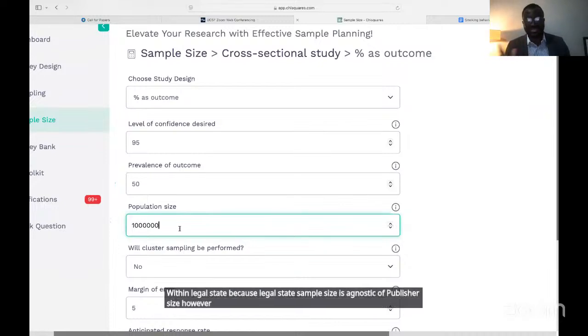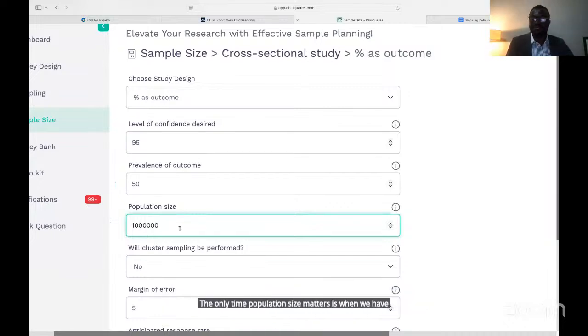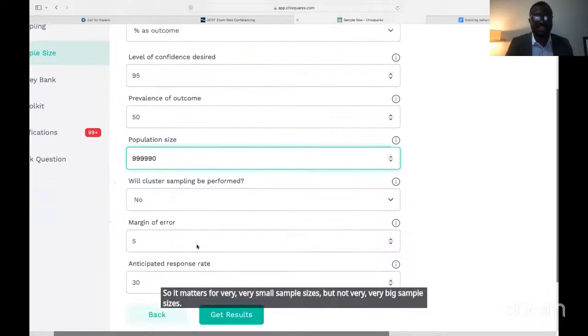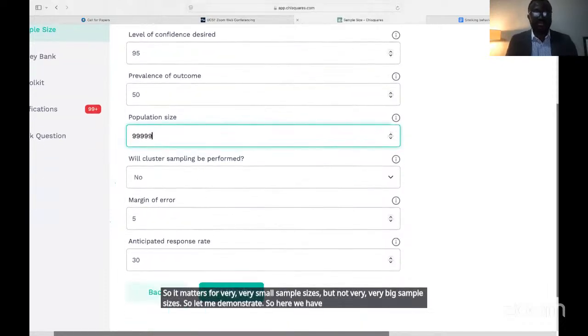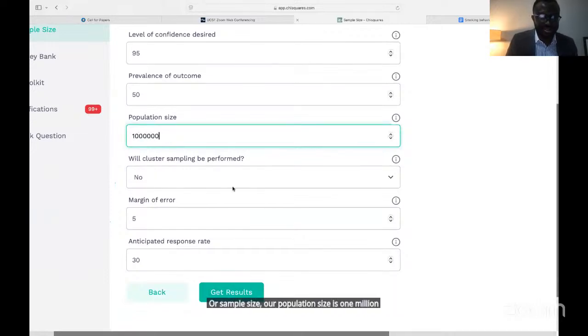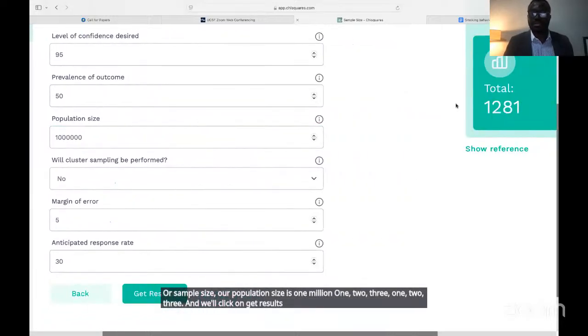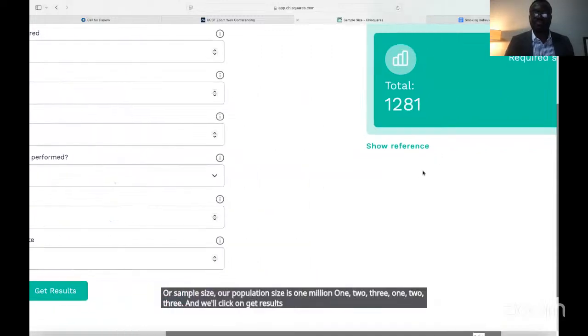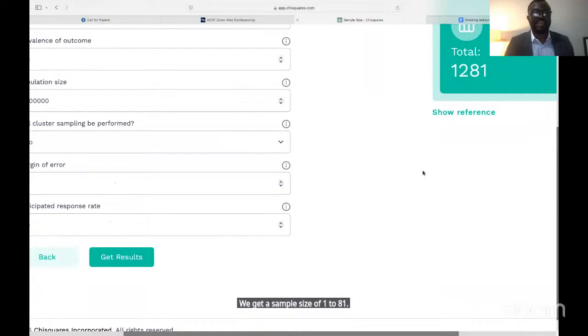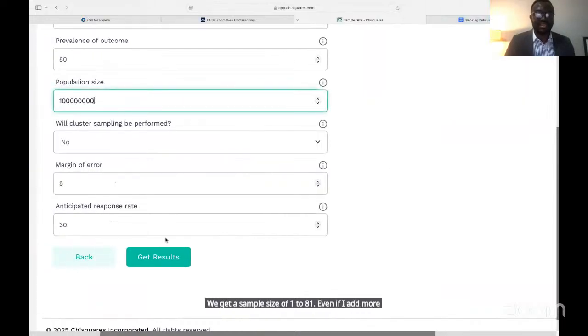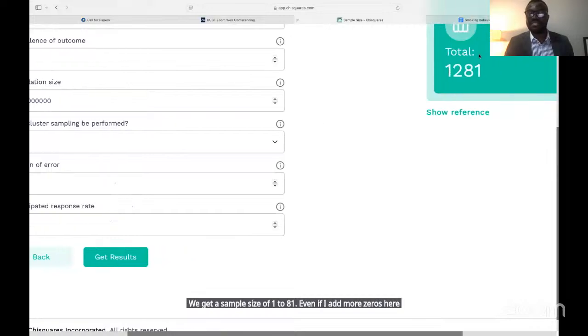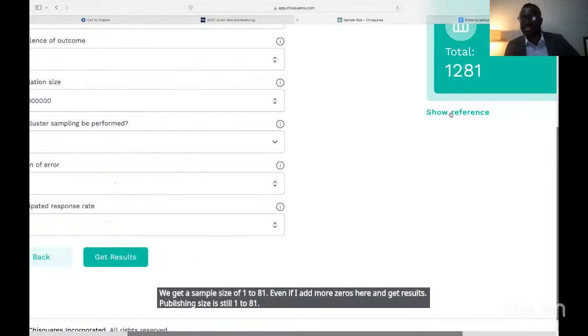However, there's always a however. The only time population size matters is when we have very, very small sample sizes. So it matters for very, very small sample sizes, but not very, very big sample sizes. So let me demonstrate. Here we have these parameters. Our population size is 1 million. When we click on get results, we get a sample size of 1281. Even if I add more zeros here and get results, the sample size is still 1281. I can add as many zeros to the population size.